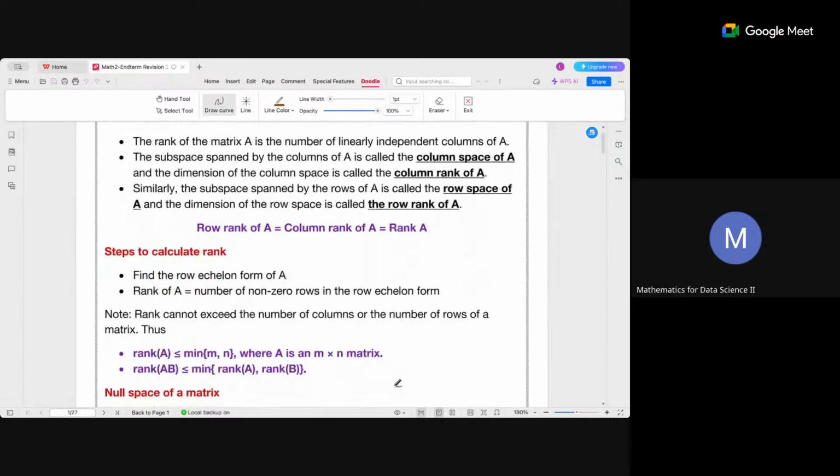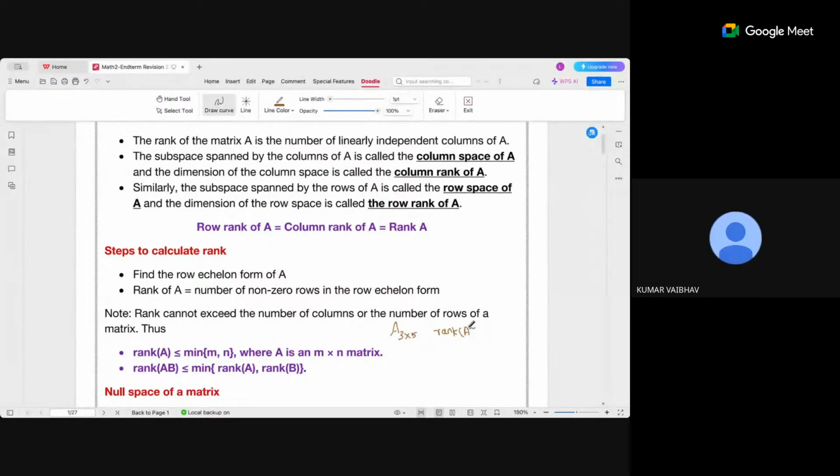In general, what is the way to find the rank of a matrix? You find the row echelon form. Rank of A is nothing but the number of non-zero rows in the row echelon form. Always remember, rank cannot exceed the number of columns or rows. Because of this, rank of A is less than or equal to the minimum of m comma n, and this property may be used for doing some problems. For example, if you have a 3 by 5 matrix, what is the maximum rank for A? Rank of A is less than or equal to 3.